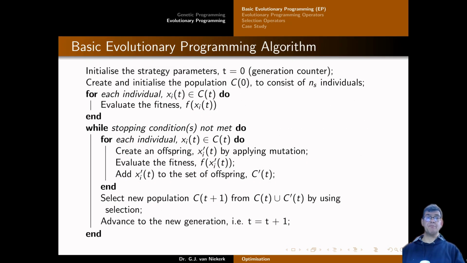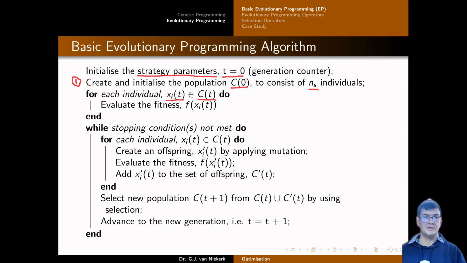So the basic evolutionary programming algorithm is pretty straightforward. The first thing that you'll see is that we have the strategy parameter, which we'll see is very, very important for EP. That gets initialized, and of course also the generation counter t equals 0. And then the first and very important step is to create and initialize the population C0. This is the first population generated randomly, and it consists of NS individuals, which of course you have to determine beforehand.